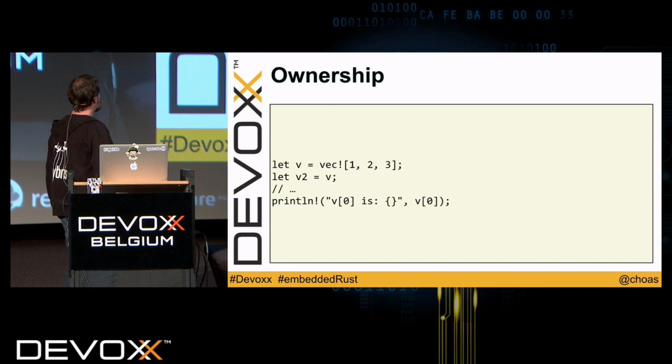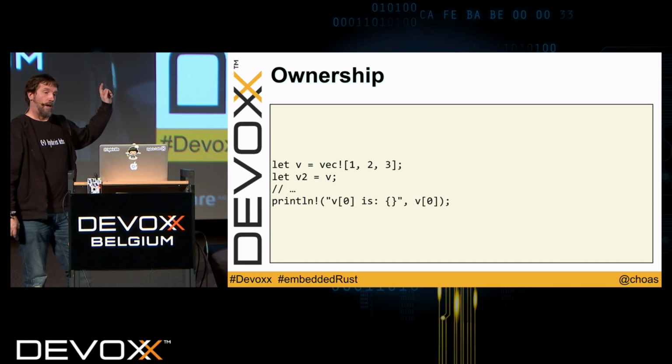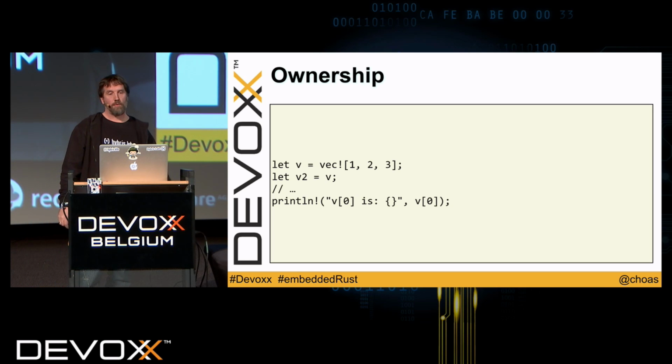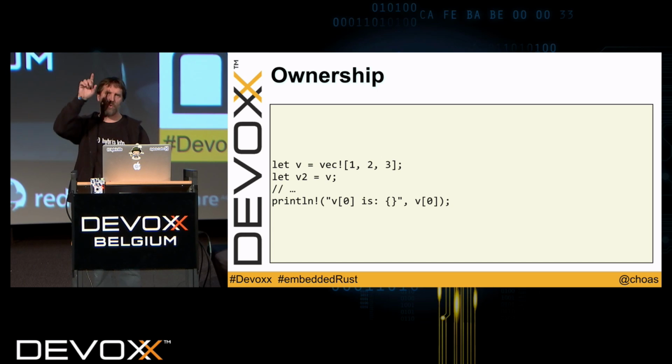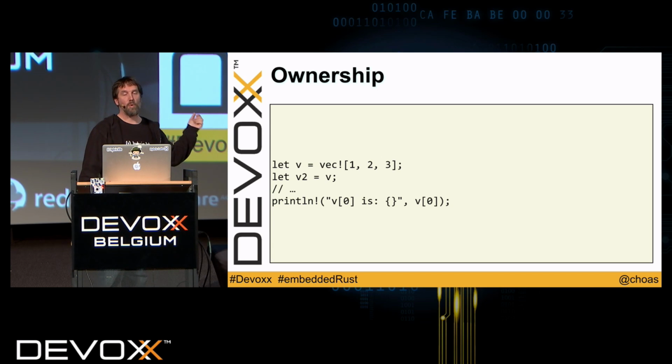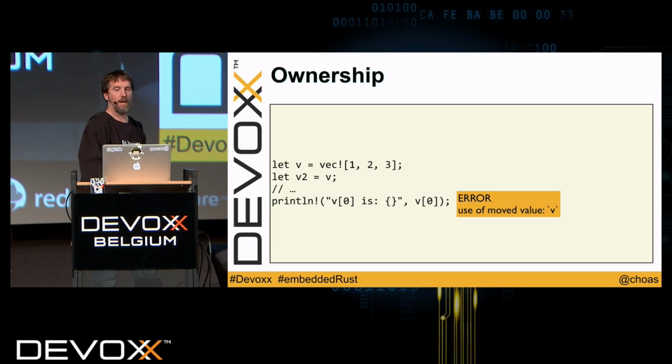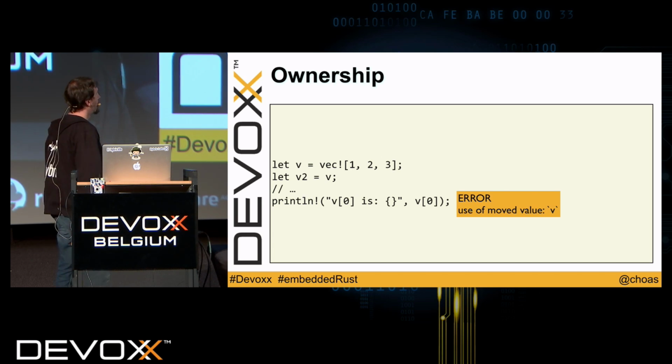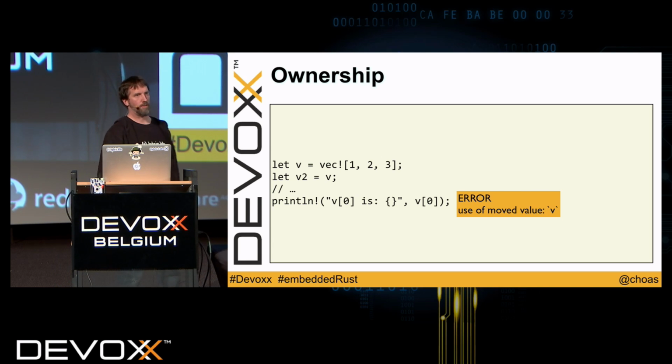So here we have the ownership. I have a vector 1, 2, 3. Rust uses a macro for this. That's the reason for the exclamation mark. Then we assign this vector to a second variable, do something, and at the end we want to print the first element of our vector. So what will happen? You get an error. Use of a moved value.